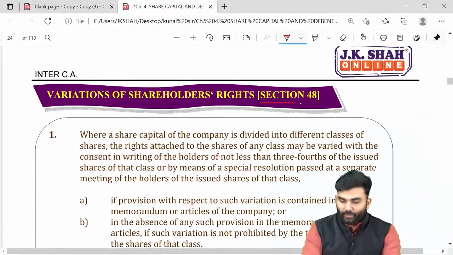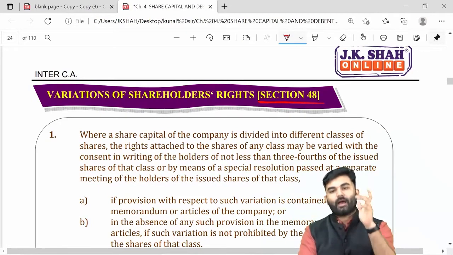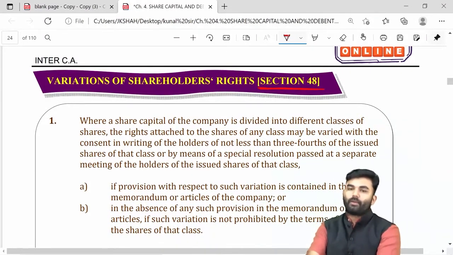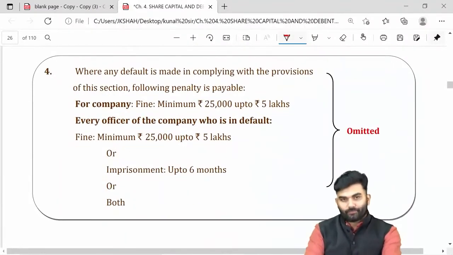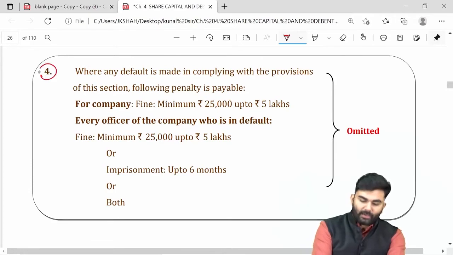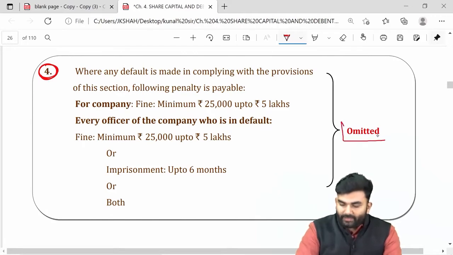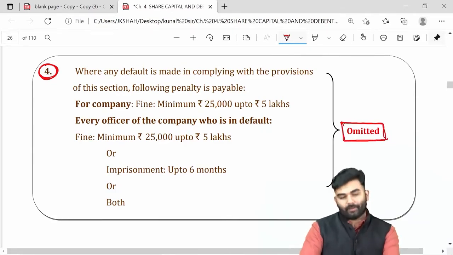Yes, in section number 48, there is a minute change given in your recently issued RTP for November 21 exams, which are now scheduled for December 2021. So what is the change? The change is only towards the penalty portion. Even in your JKC book, under section number 48, whatever penalty has been written, you can omit that part. So the penalty provision of section number 48 stands omitted.